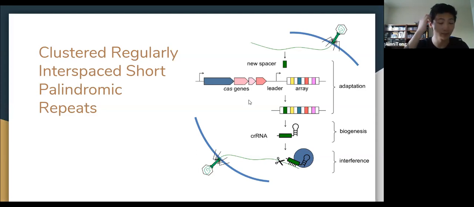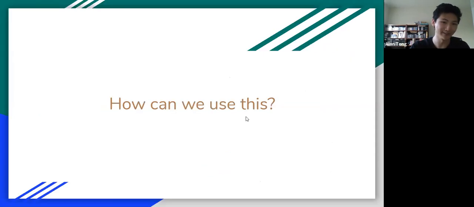I feel like the public associates CRISPR with gene editing, and that's good, and that's true. But remember where it came from. It came from the basic biology of bacterial adaptive immune systems. Again, I ask the question, how can we use this?